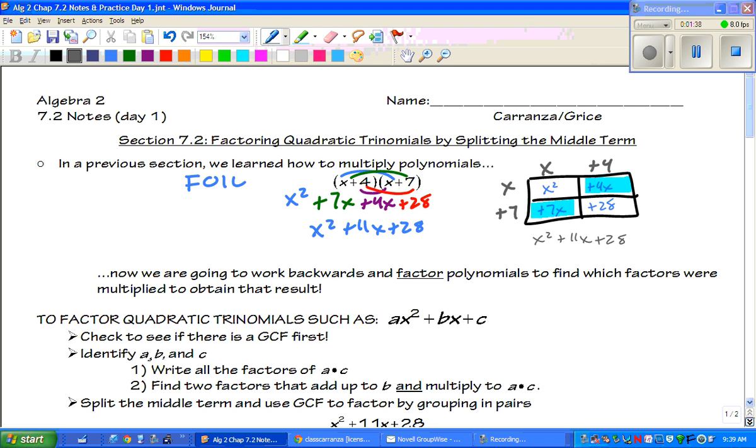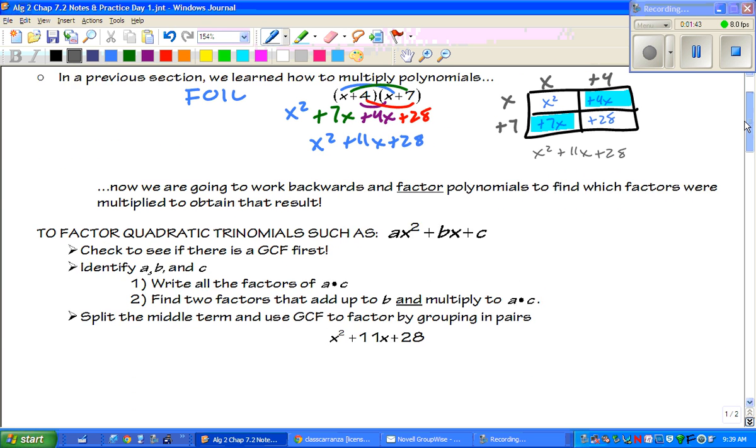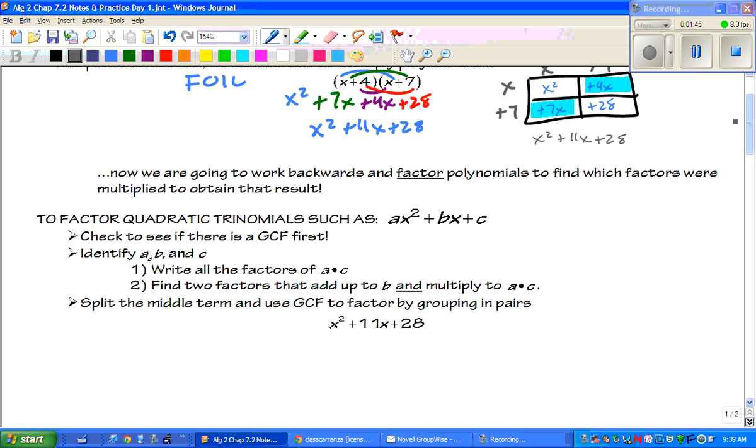So there are two different ways that we've shown to multiply. Now we're going to work backwards and factor polynomials to find which factors were multiplied to obtain that result. So we're going to have the answer, and we're going to work our way backwards to find out what we started with.